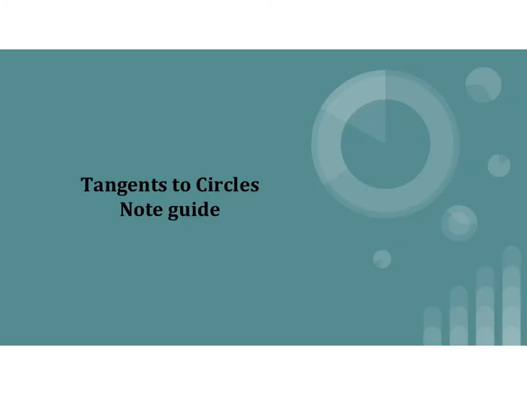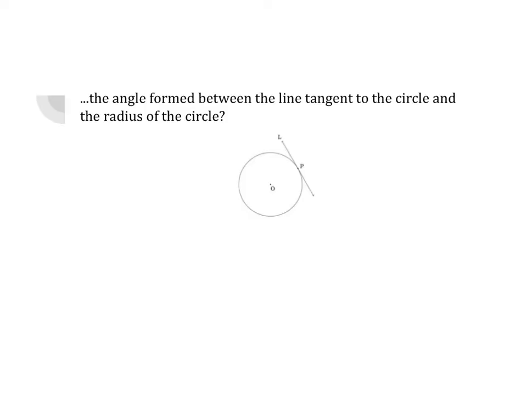Now that we've discussed some of our terms, we're going to further explore the relationship between tangent lines and circles and use them to help us solve for some different lengths and measurements. The first relationship we're going to explore is the angle formed between the line tangent to a circle and the radius of a circle. In our diagram, we have line LP, which is a tangent line to our circle, and we know it's a tangent line because it's only touching at point P.